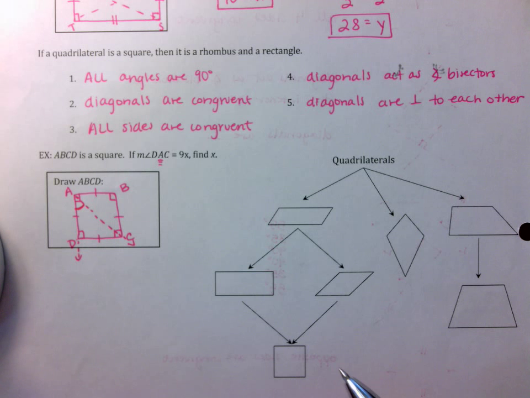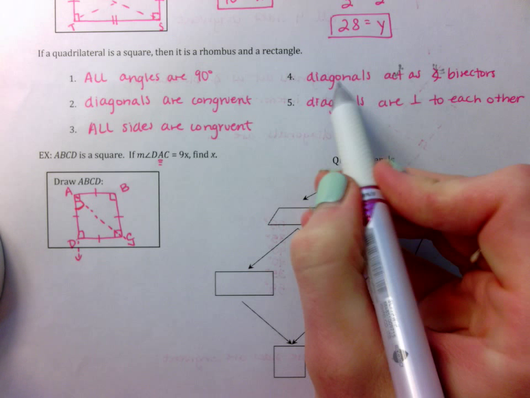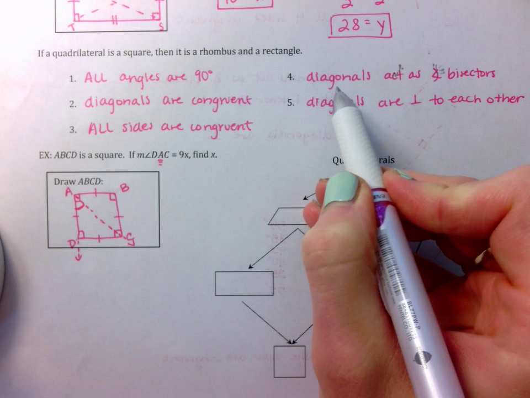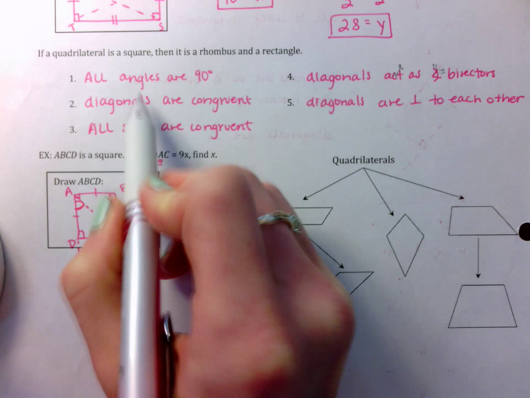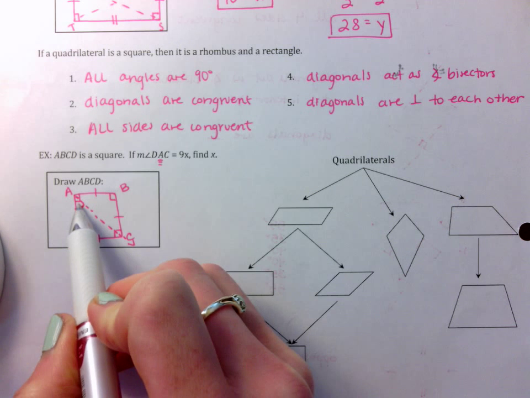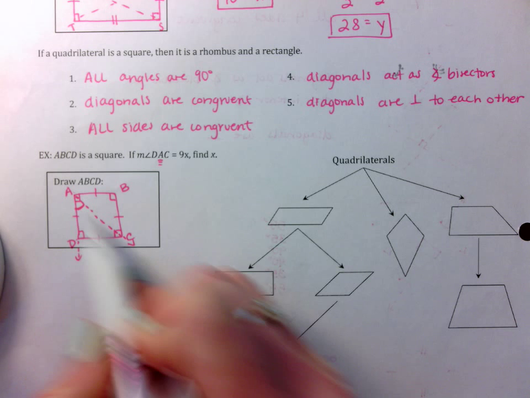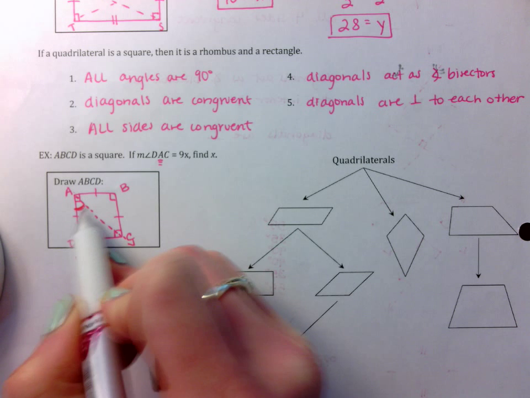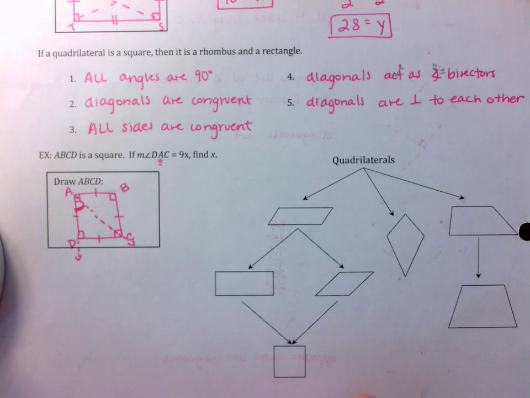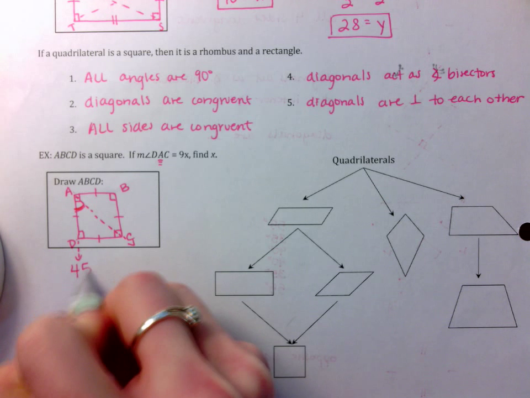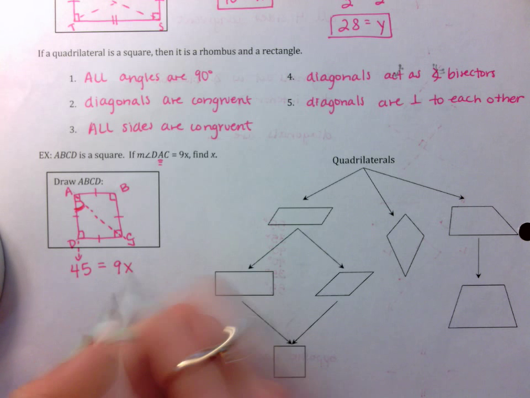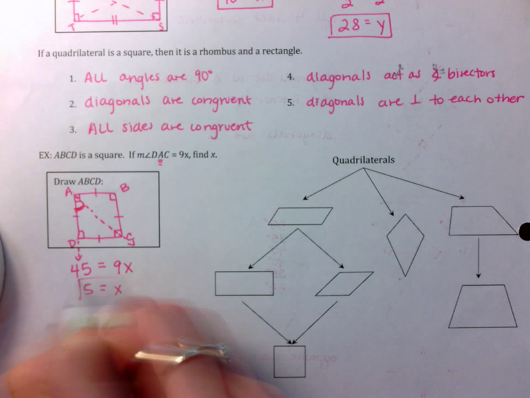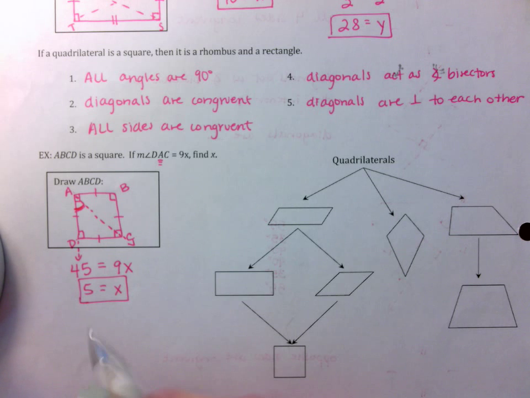Now you know from the properties of a square that the diagonals act as angle bisectors. You also know that all the angles are 90 degrees. If this diagonal is an angle bisector, then this little angle in here must be 45 degrees because it's half of 90. So I'm going to set 45 equals 9x, x equals 5. Pretty simple once you know all of your properties of a square.